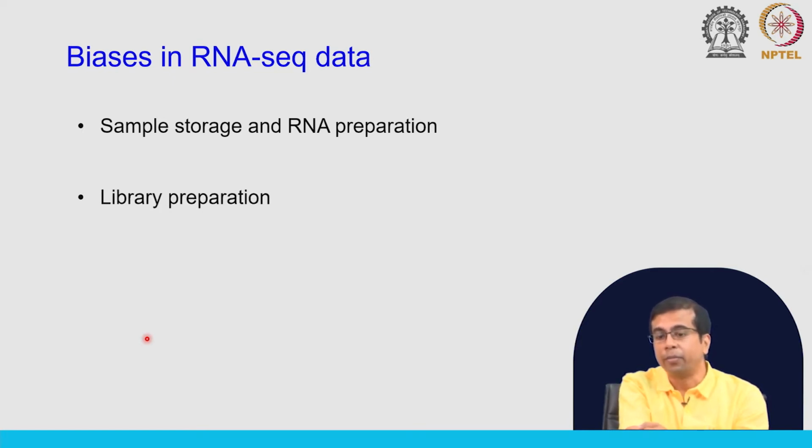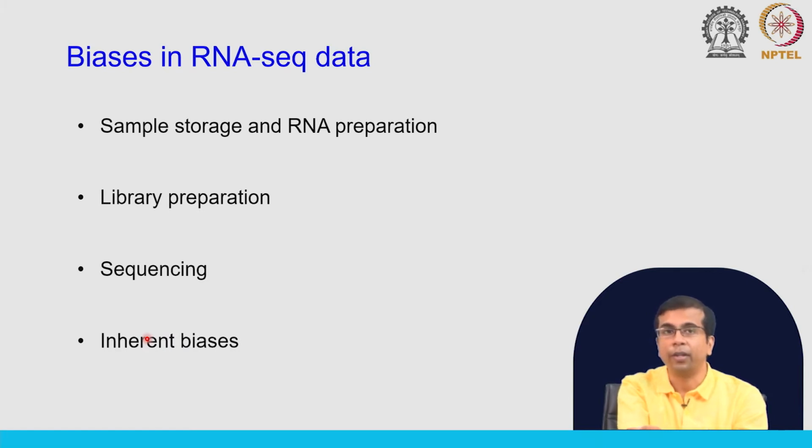Similarly, we have the library preparation step that can also introduce some biases in the data. You have the sequencing step; again depending on the sequencing platform, you have amplification in some platforms, etc. Those can affect the quality or maybe introduce some biases in the data, and of course, there are some inherent biases of RNA-seq experiments, which we will talk about at the end of this class. Let us now take each of these points and see how they actually introduce biases in the data.